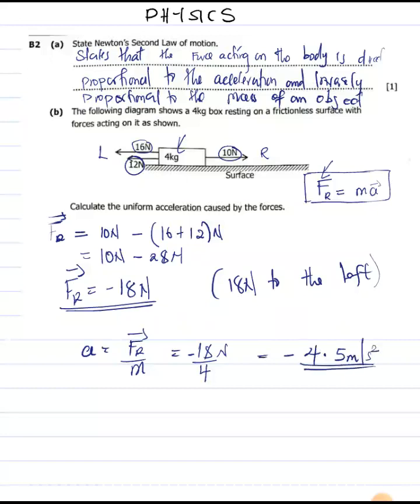Or you can say retardation is equal to 4.5 meters per second squared, because the forward force is less than the backward force, so this is not moving forward, it's moving backwards. It's being pulled backwards, so it's going in the negative direction. So this is how we are supposed to answer this question.